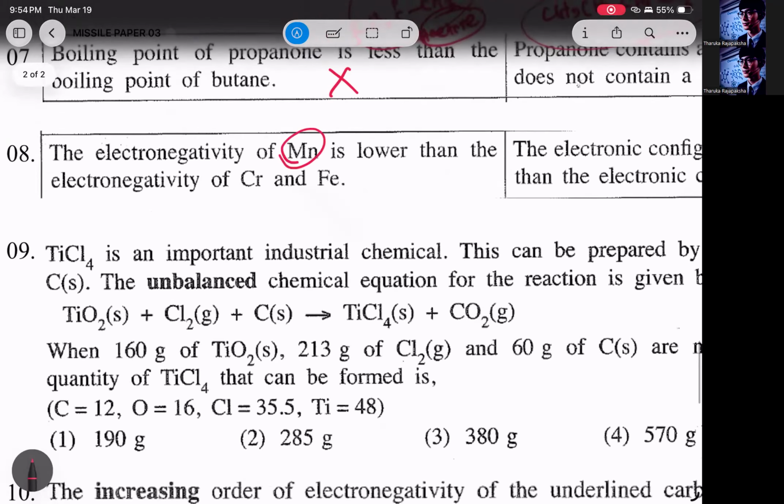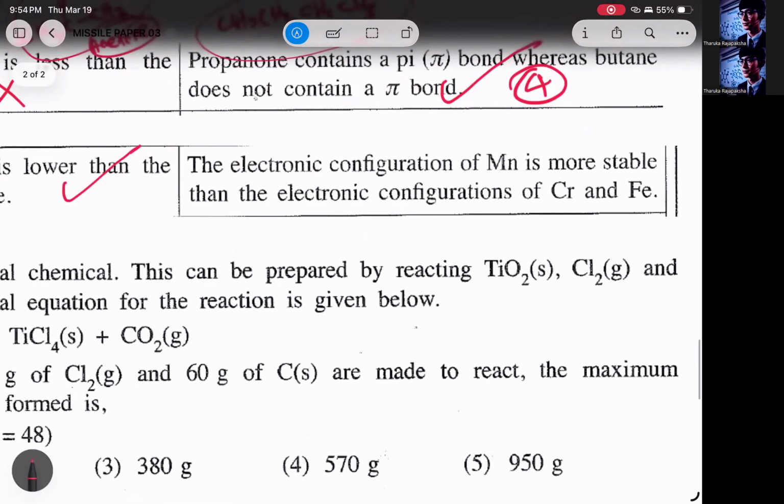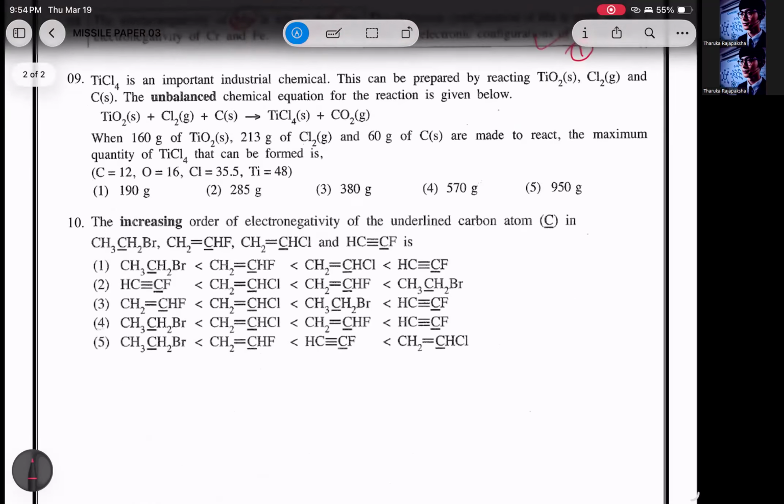Eighth one: electronegativity of manganese is lower than that of chromium and Fe. Yes, manganese has a stable configuration. You're going to learn this in D block. We did this in class. I told you manganese has a stable electronic configuration. Therefore, manganese doesn't need any electron. So the electronegativity of manganese is very less. So this is correct. That explains it. So I'm going to go for answer number 1 there.